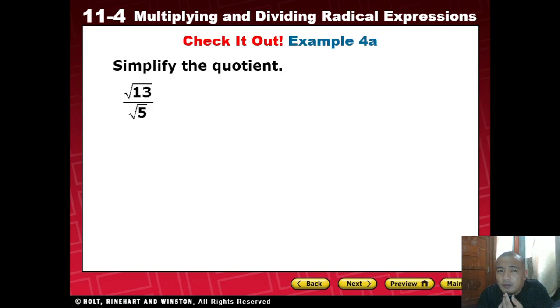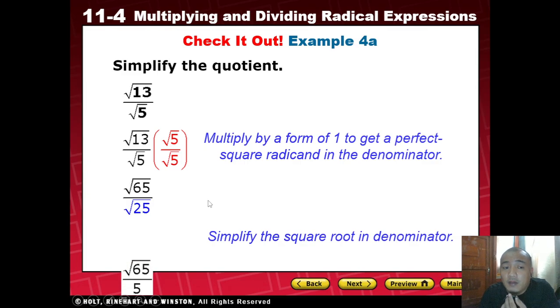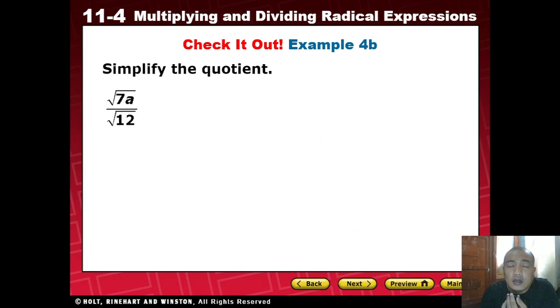What will we multiply here to rationalize square root of 13 over square root of 5? Square root of 5 over square root of 5, so that the denominator will become square root of 25. 13 times 5 is square root of 65, 5 times 5 is 25, square root of 25. And what is square root of 25? 5. So the answer is square root of 65 over 5. Easy. How about this?